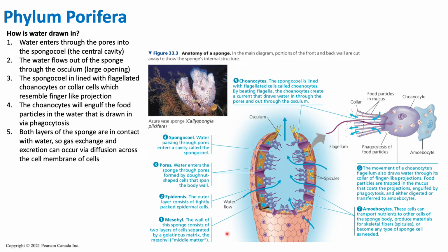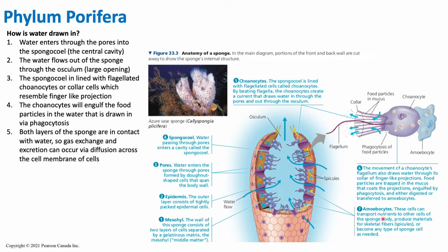Now if we go through each of these points, here we can see the mesohyl layer, which is right over here. The mesohyl layer, once again, is a gelatinous core that separates the two cell layers from one another. We have the epidermis, we have the pores from which water is entering, the spongocoel, the choanocytes, which will propel the water in and trap the food particles. And then we have the amoebocytes, which will take the food particles from the water and the choanocytes, digest it, and then transport the nutrients to other cells.